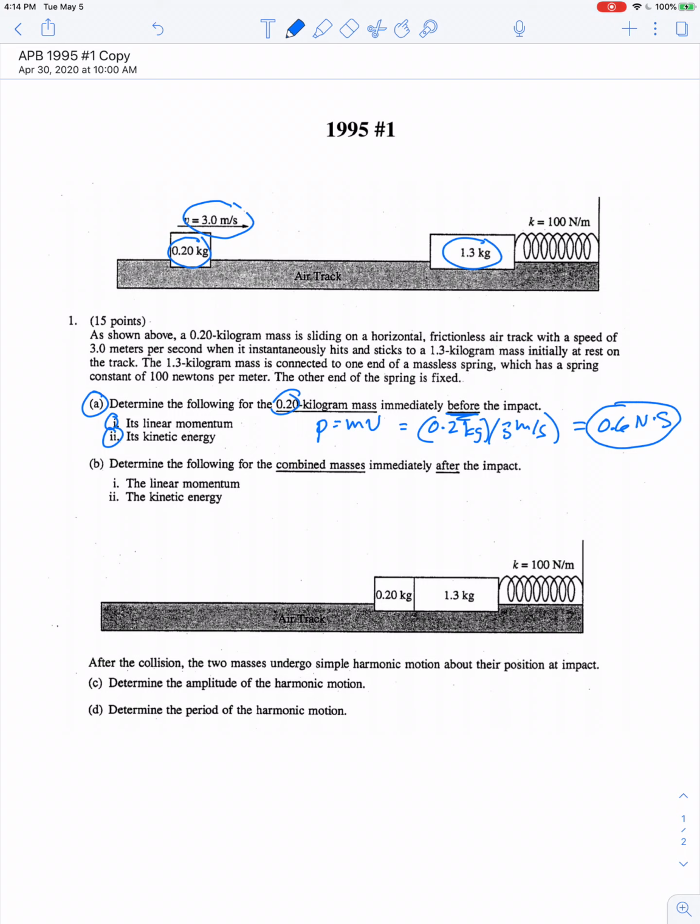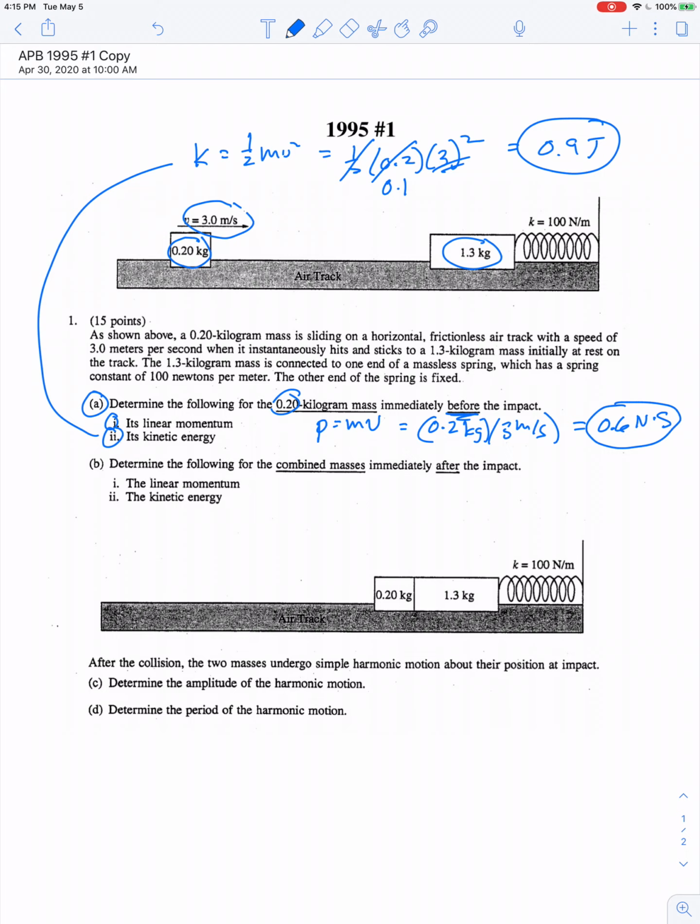What's the kinetic energy? Let's answer that up here where we have some space. Kinetic energy is 1/2 mv squared. So 1/2 times 0.2 times 3 squared, we can cancel the 1/2 and 0.2 and call that 0.1. 3 squared is, of course, 9, so we have 0.9 joules.